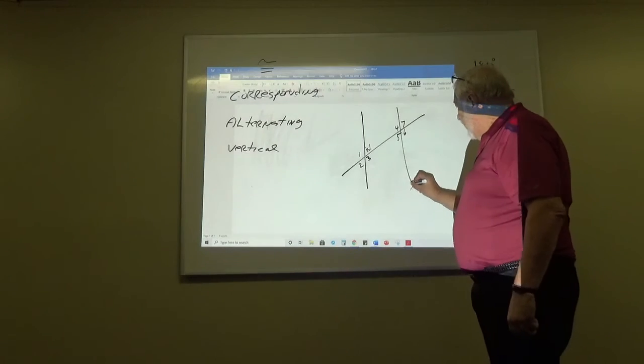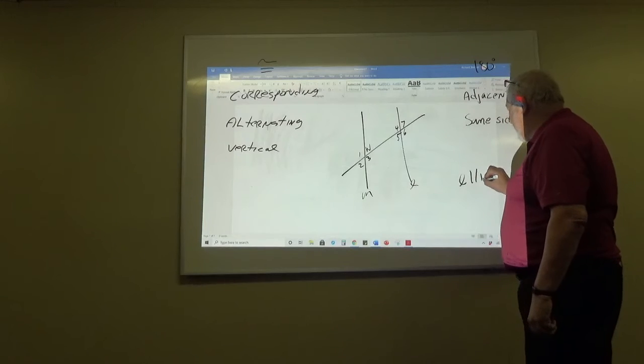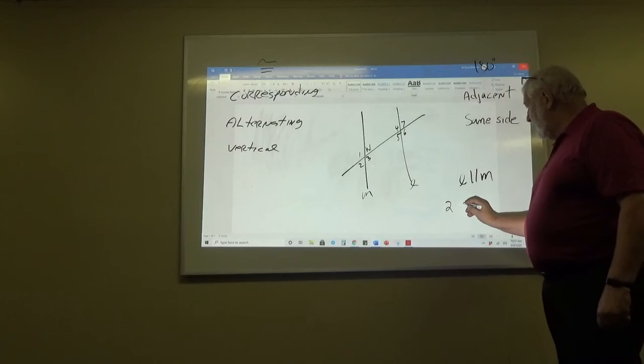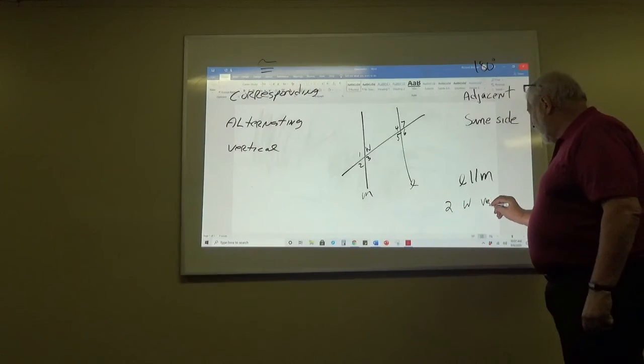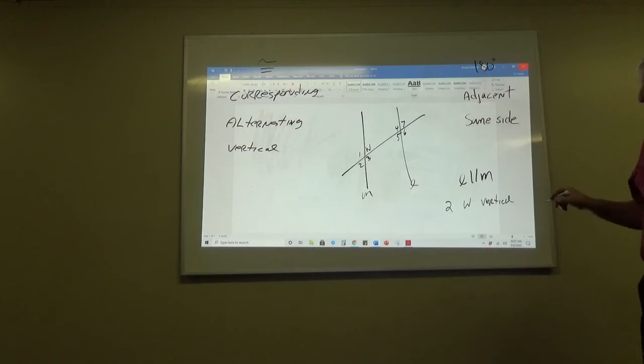Yes, L and M. So L is parallel with M. Okay. 2 and W are vertical. Is that right? Yes. Okay. Then what equation can I write because of that?